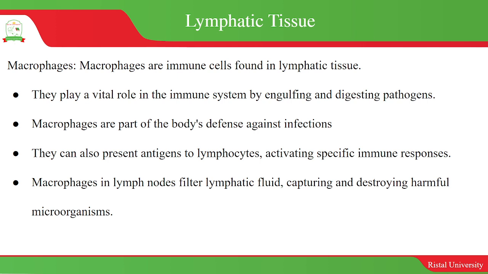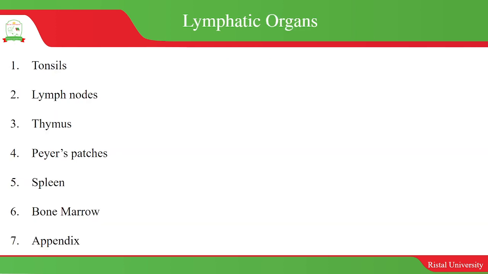They are present in lymph nodes, and they play an important role in capturing the microorganisms and also dead cells that need to be destroyed after filtering the lymphatic fluid. So we already know what lymphatic organs are. These are organs that contain lymphatic tissue, and lymphatic tissue consists of the reticular fibers, the lymphocytes, and also the macrophages. So all these organs that we have listed here contain those elements.